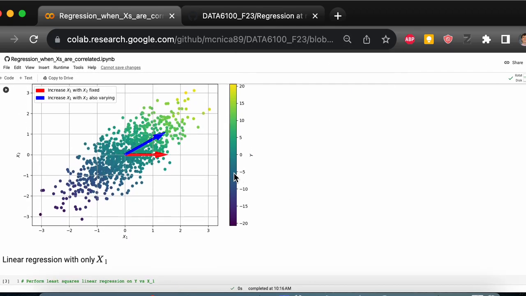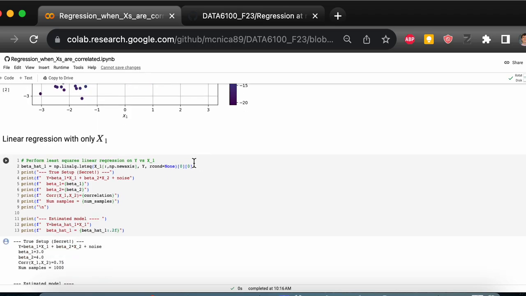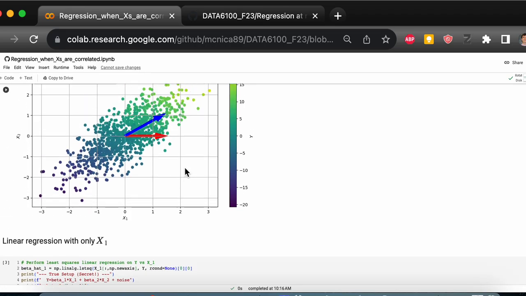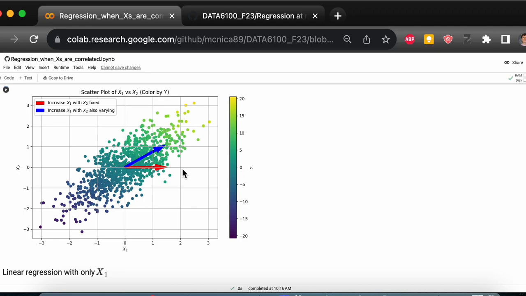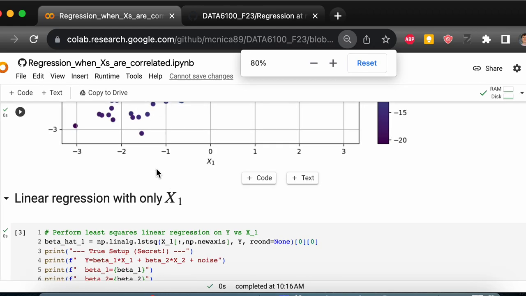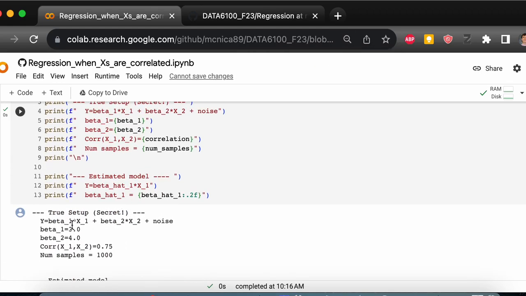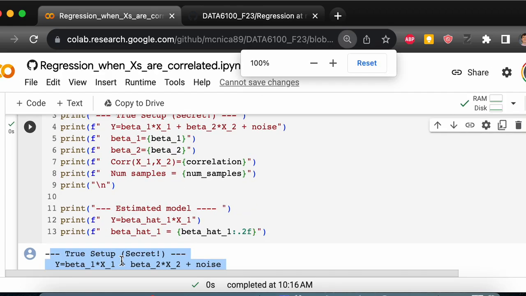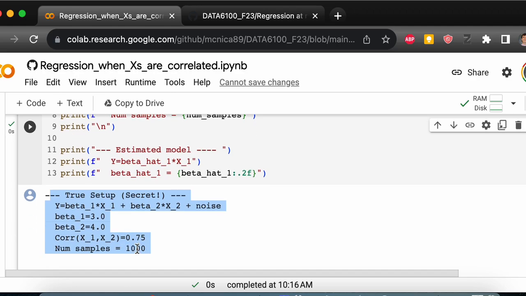And down here, I have the true values. In real life, you just get the data, you have a bunch of samples. But because I made it, I have the secret information on how it was made, and that information is written here. So the true setup, which in real life you never actually see, is written here. There is a real value beta 1 and a real value beta 2, and y is beta 1 times x1 plus beta 2 times x2, plus some noise, which is the irreducible noise that is independent of everything. And beta 1 is 3, and beta 2 is 4.